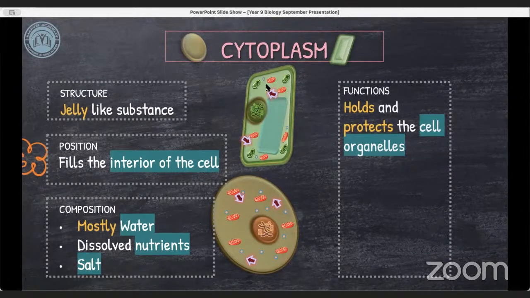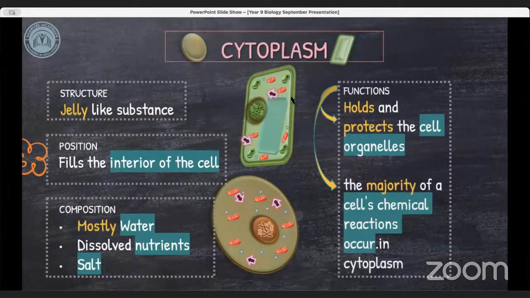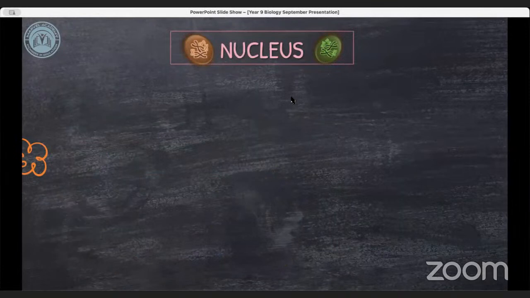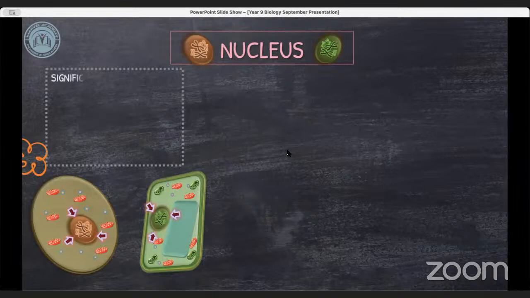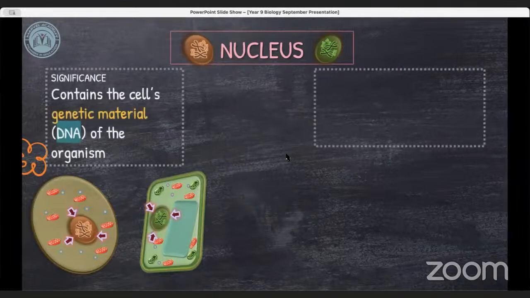So the cytoplasm is the site of chemical reactions. And then the nucleus, very important. It is the control center of the cell. It contains the genetic material. We learn about that.